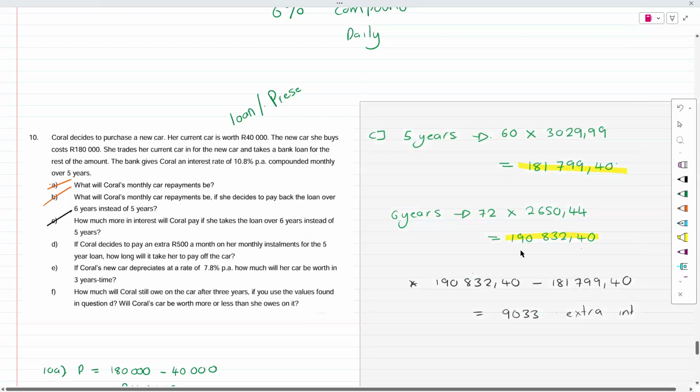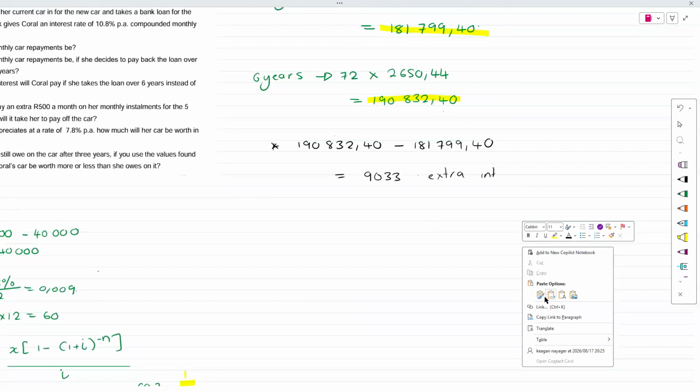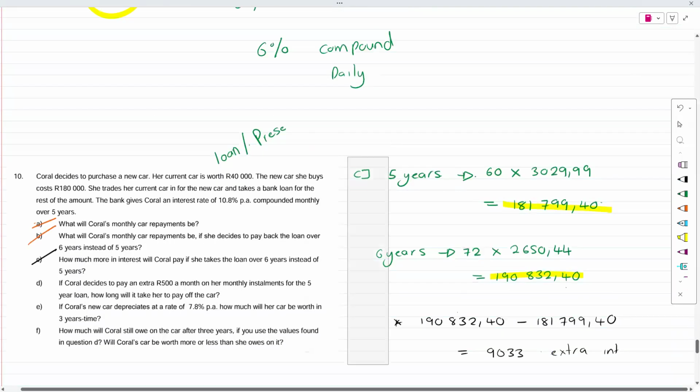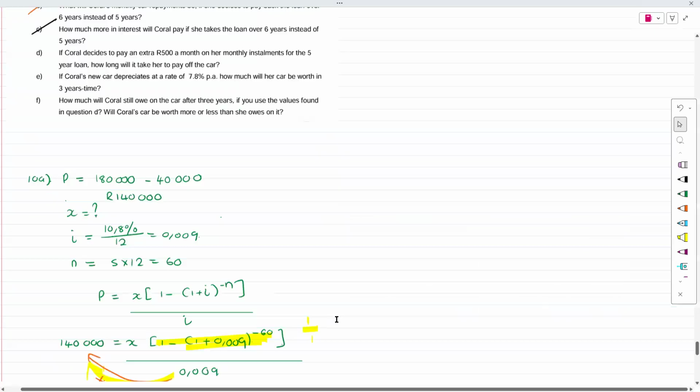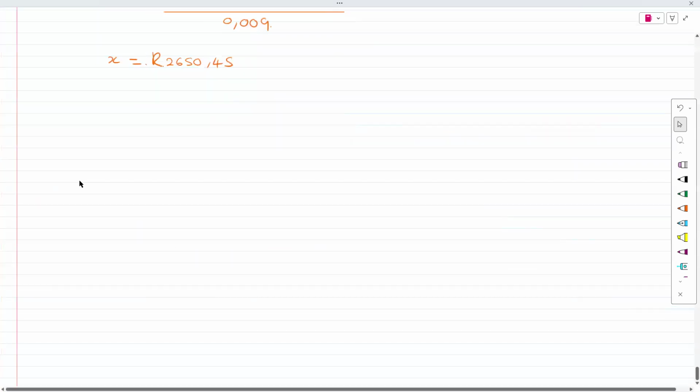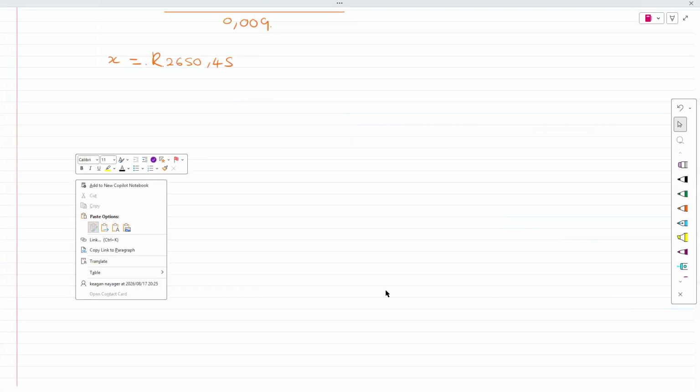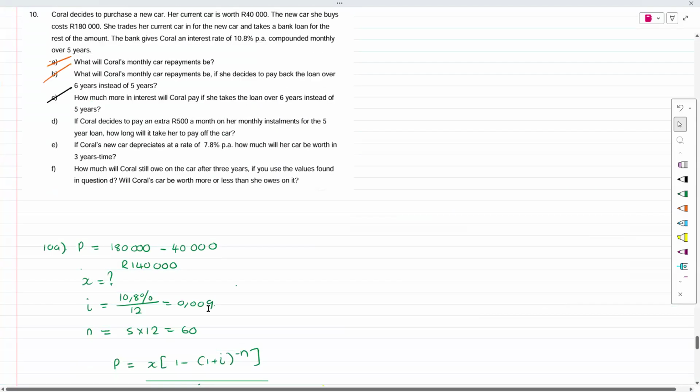Question D says, if this lady decides to pay an extra 500 per month on the monthly installments for the 5-year loan, how long would it take her to pay off the car? Okay, this is also quite simple after we understand it. Question D is the exact same thing.